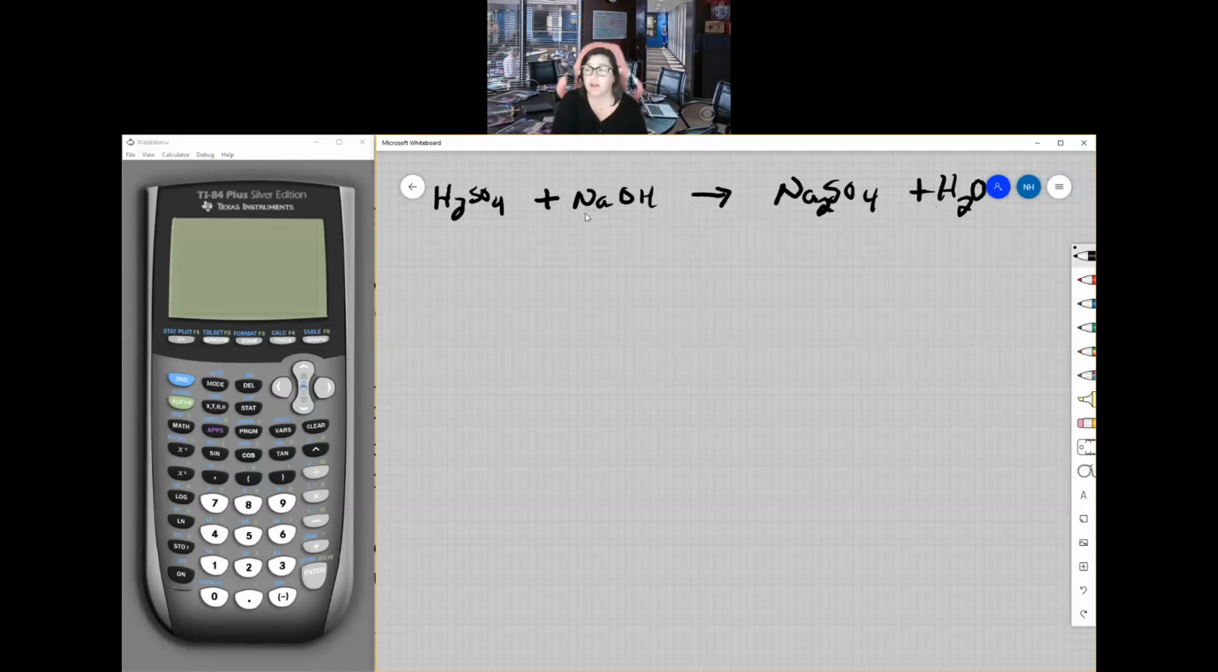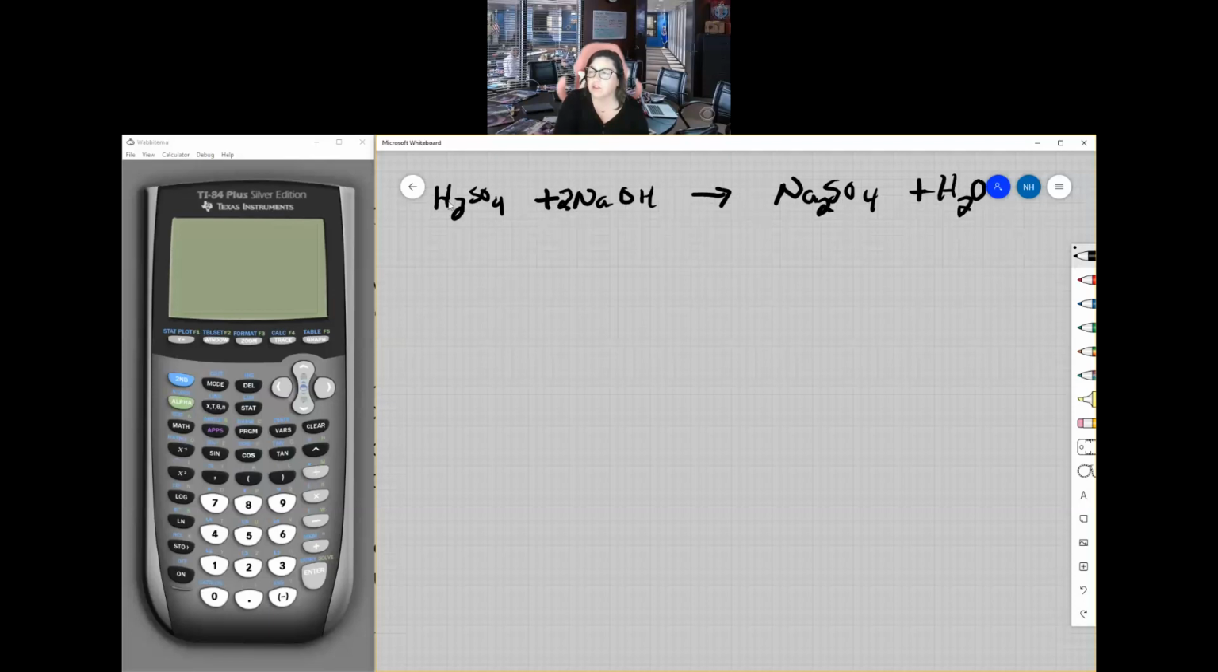Let's start with our Na. So I have 1 Na on the reactant side, 2 on the product side. So let me multiply this by 2. Okay. Once I do that, then I can look at the sulfurs. I have 1 sulfur on the reactant side, 1 on the product side. Na is good, S is good.